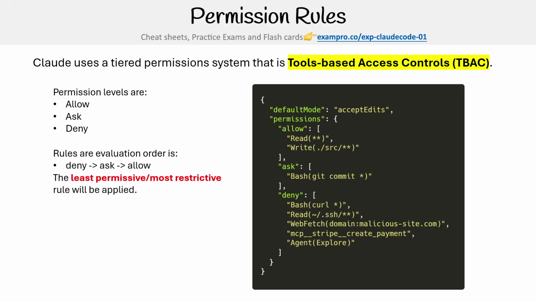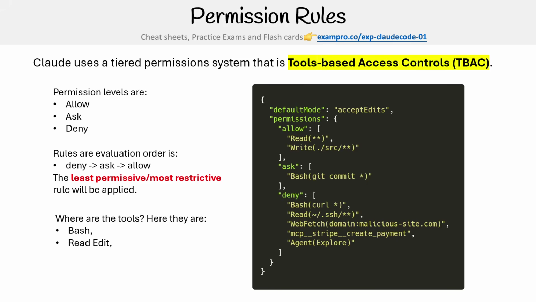The rules are evaluated from deny, ask, allow. So what will be applied is what's either, we could say, least permissive or most restrictive. That's the same thing. I'm just saying it two different ways. So a deny will always rule over an ask and allow, and an ask will happen before an allow happens. So there you go.